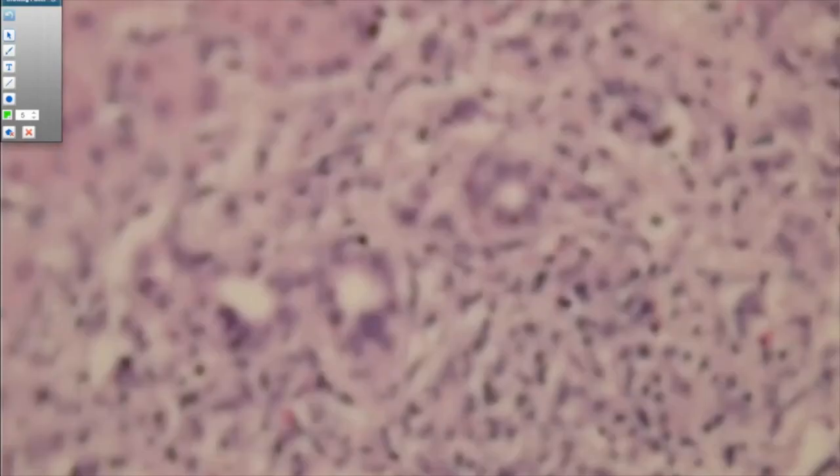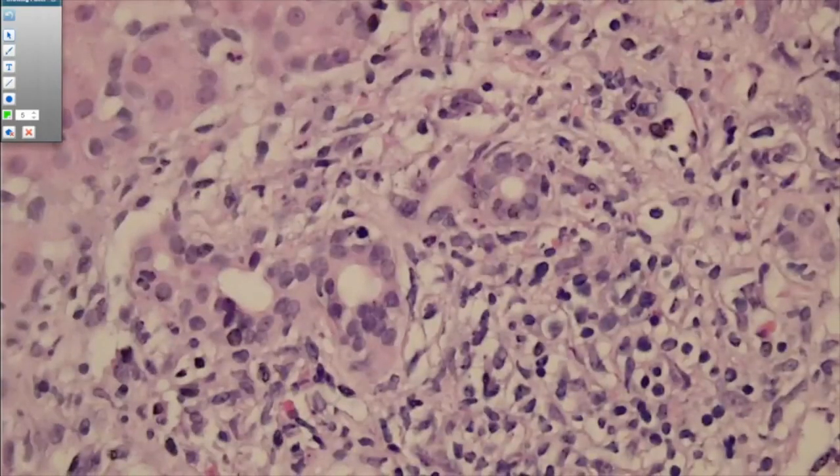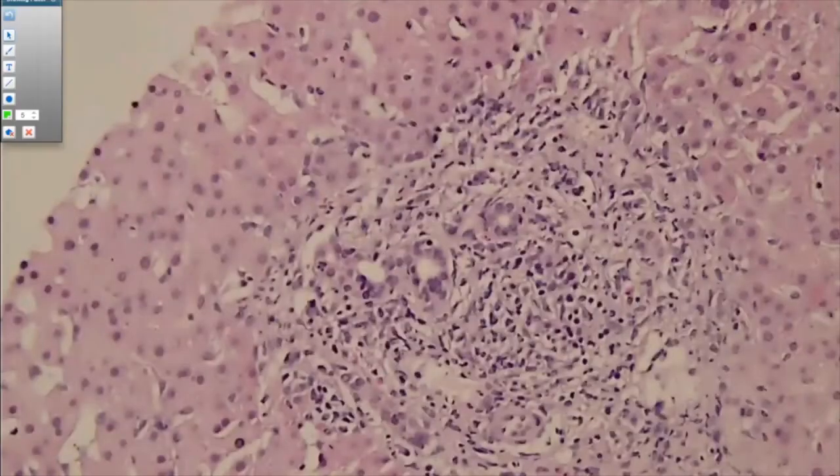So here is endothelial cell, hepatic vein, and some lymphocytic infiltrate in endothelial cells, and bile duct injury and artery. Let's move to another portal triad.